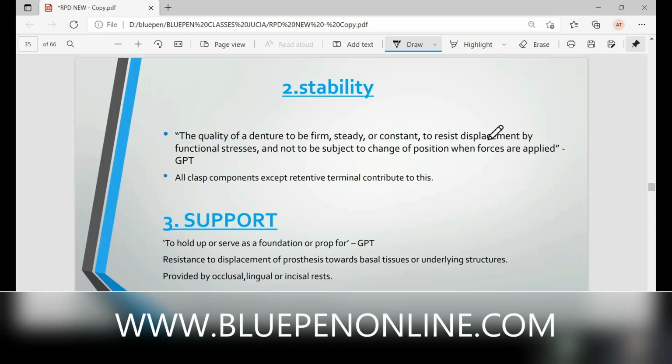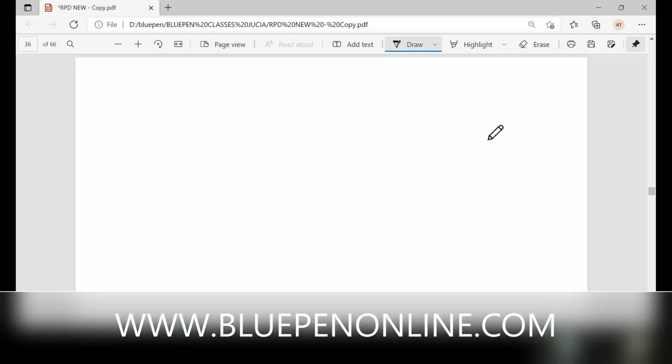Now, support means what? To hold up, to serve as a foundation or prop. It is to resist the displacement of the prosthesis towards the underlying structures. You place a rest for that to get the support. If you don't have a rest, what happens? It will move towards the basal tissues, to your mucosa, to your gingiva. When you chew, during mastication, it will move. That can result in many other problems. So support is important there.